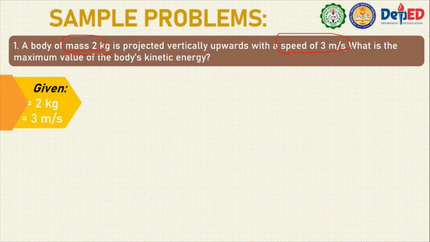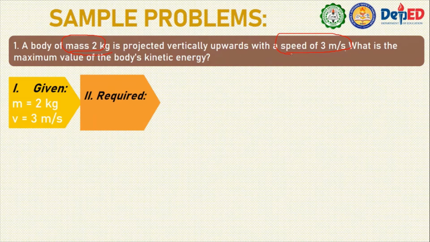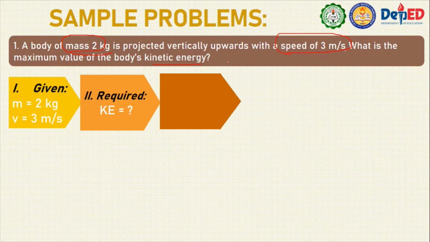Next step, step 2, is required. What is being asked in the problem? So what is the maximum value of the body's kinetic energy? So what we are looking for is kinetic energy. Step 3, equation. What is the formula for kinetic energy? Correct. Kinetic energy is equal to 1/2 mv squared.